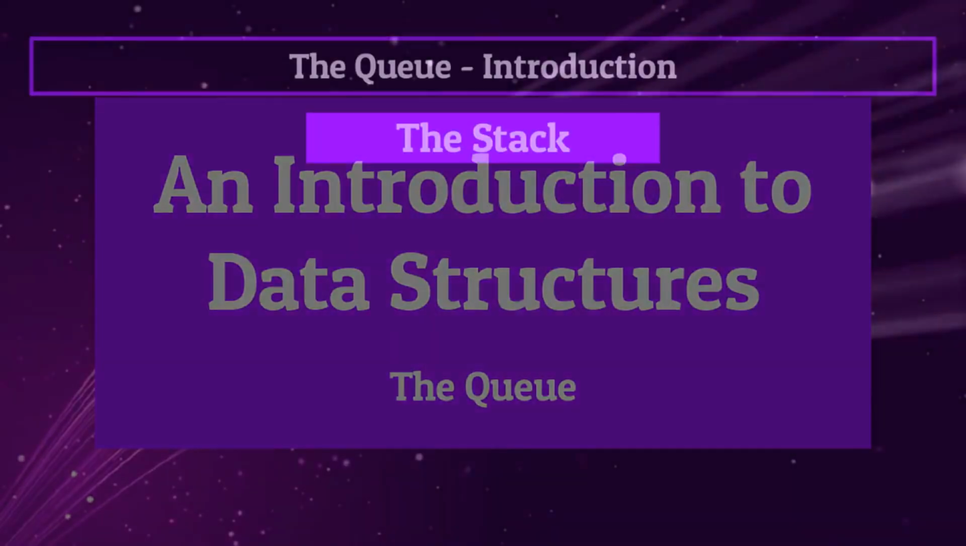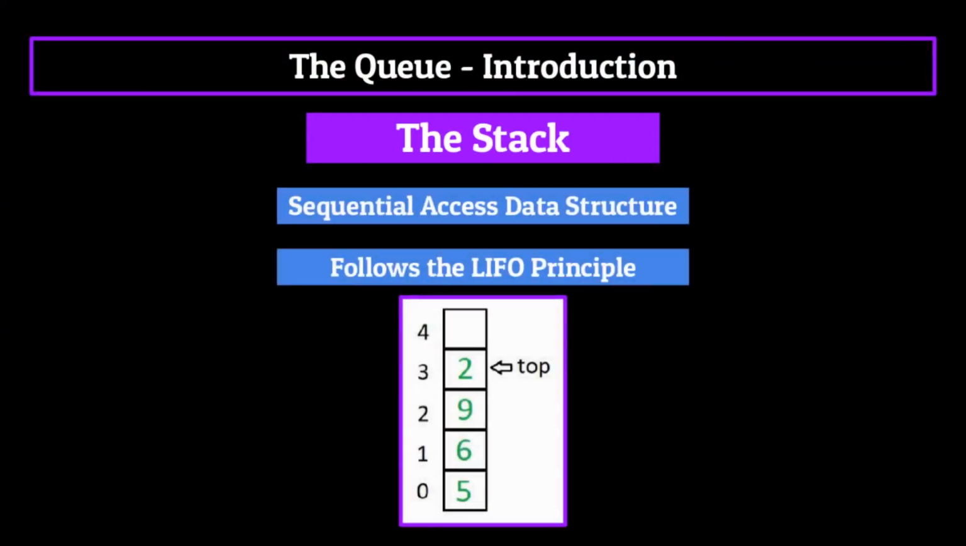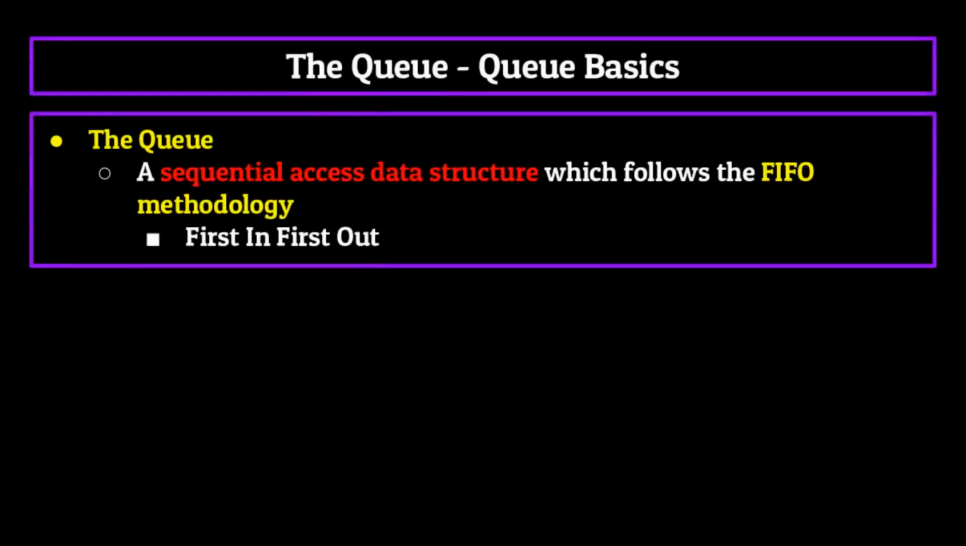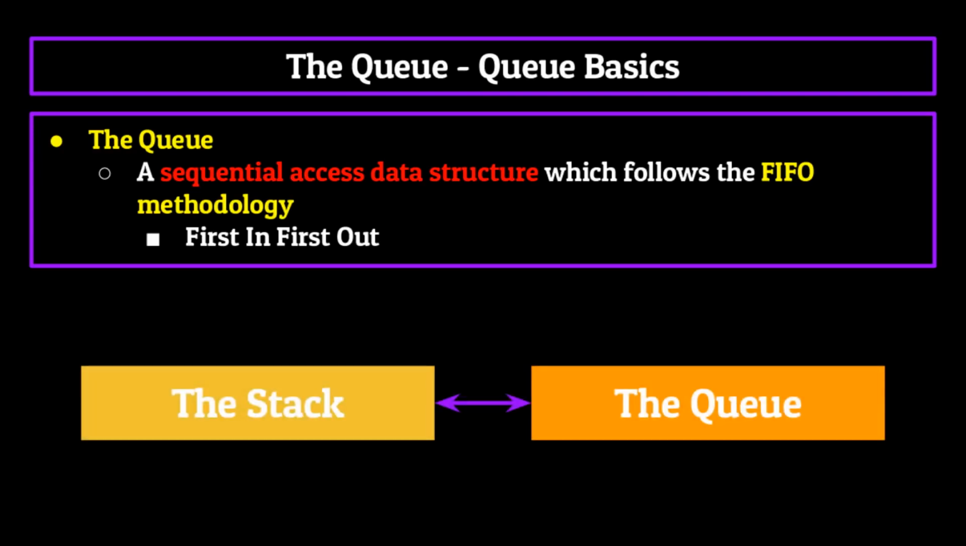So now that we've talked about the stack, a sequential access data structure which follows the LIFO principle, we need to cover the opposite, which in computer science we obviously call a queue. Now by definition, a queue is a sequential access data structure which follows the FIFO principle, or first in, first out. The stack and queue are very much a dynamic duo when it comes to the world of comp sci. So you'll notice a lot of similarities between the two in the way that they're structured and how they work.